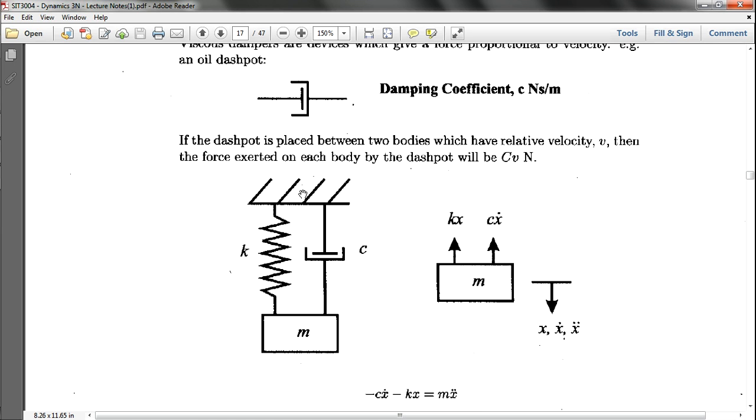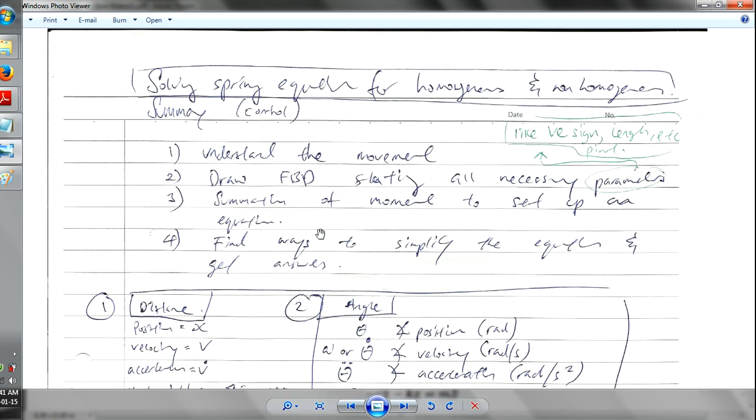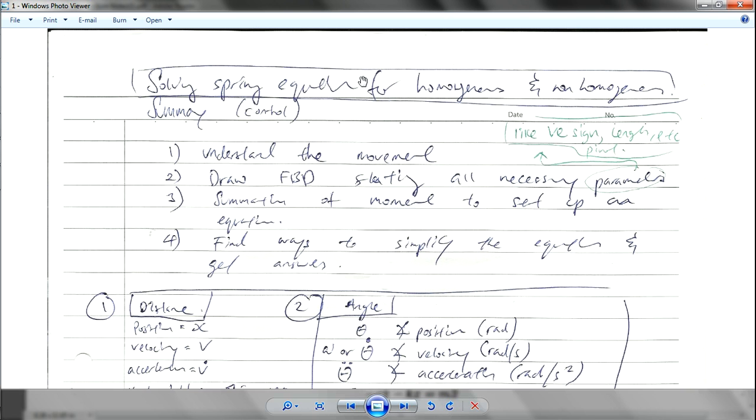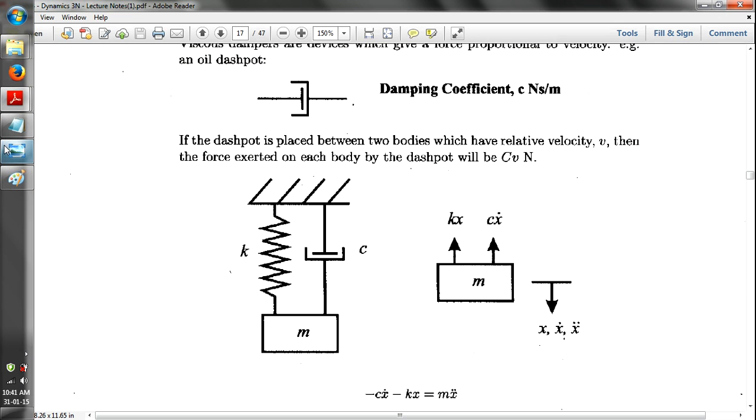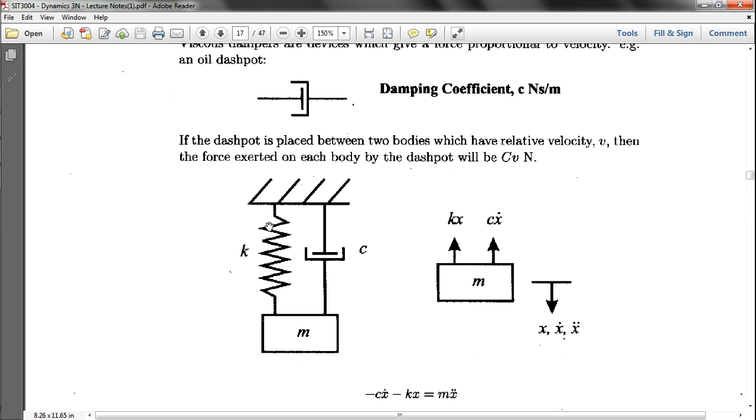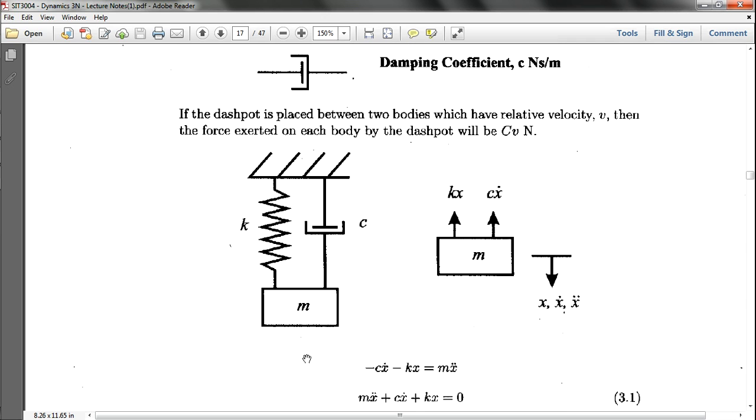So we still have to go back to this one. When you solve any spring equation, homogeneous or non-homogeneous, the first thing you have to do is understand the movement. So for this case, you have to understand how these things move. If you put this mass down to some position over here and you release, the spring itself will oscillate. However, the amount of oscillation depends on the damping coefficient of this damper.